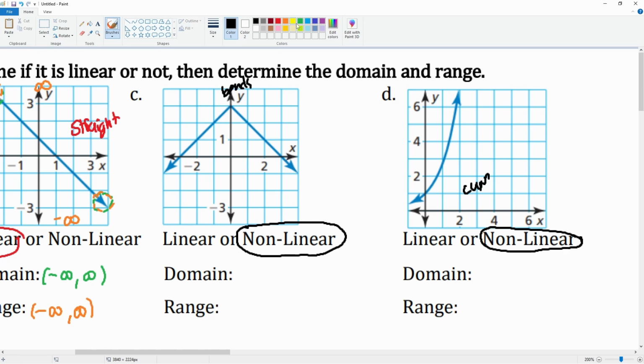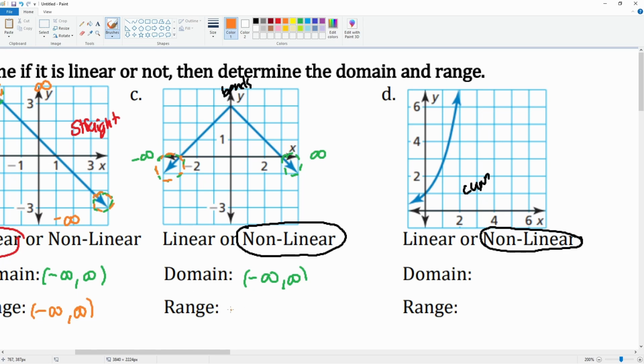All right, let's take a look at the domain. Do you see an arrow here? It goes all the way to negative infinity, which is right here. Then it goes all the way to the right, which is positive infinity. And we put parentheses around those. And here we have the y values. Do you see how it keeps pointing down?